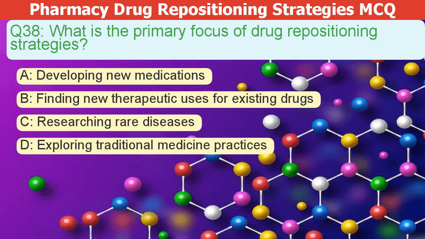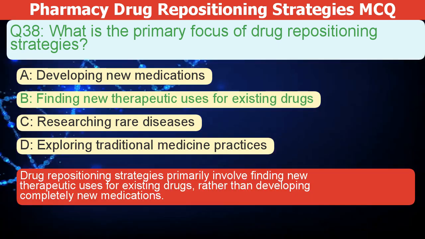What is the primary focus of drug repositioning strategies? A. Developing new medications. B. Finding new therapeutic uses for existing drugs. C. Researching rare diseases. D. Exploring traditional medicine practices. The correct answer is B. Drug repositioning strategies primarily involve finding new therapeutic uses for existing drugs, rather than developing completely new medications.